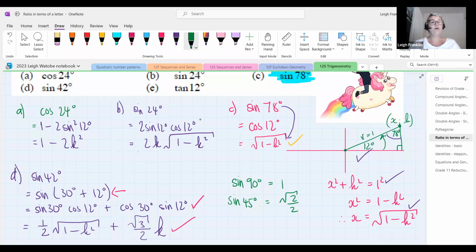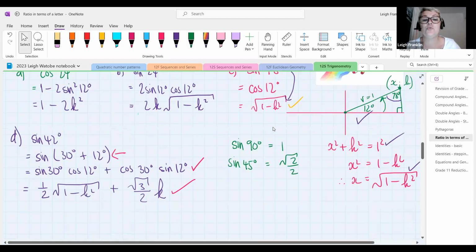Okay, so I can't take the ratio of cos 24 and just double it to get the cos of 48. That's not going to work. Or if you look at something else that you already know as well.